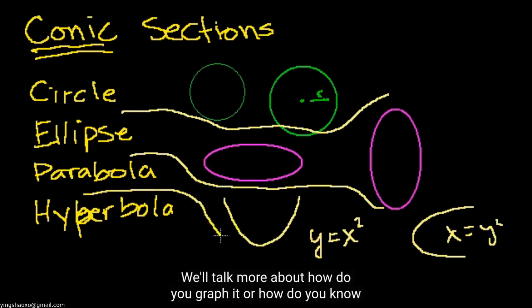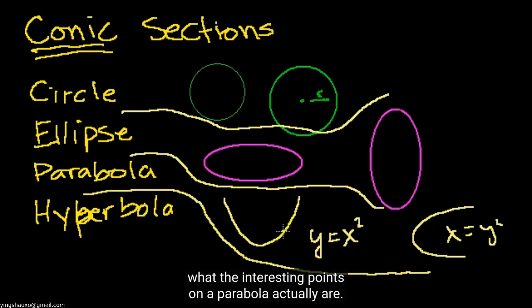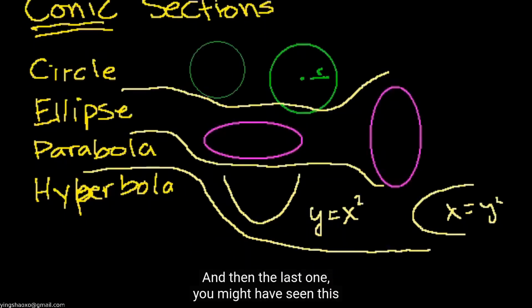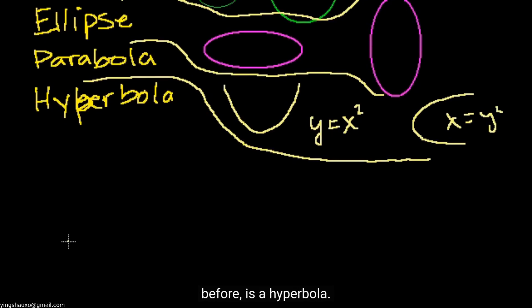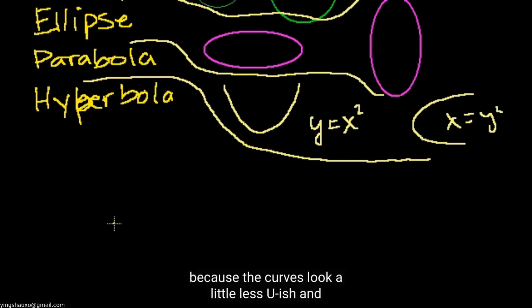We'll talk more about how you graph it, or how you know what the interesting points on a parabola actually are. And then the last one, you might have seen this before, is a hyperbola. It almost looks like two parabolas, but not quite, because the curves look a little less U-ish and a little more open, but I'll explain what I mean by that. So a hyperbola usually looks something like this.